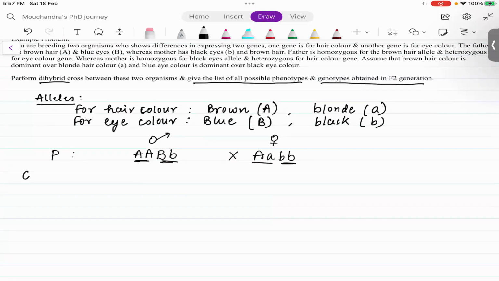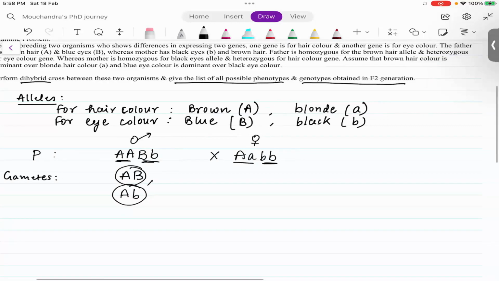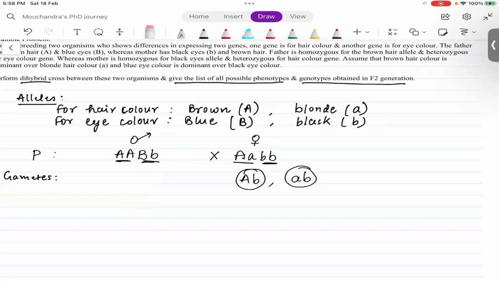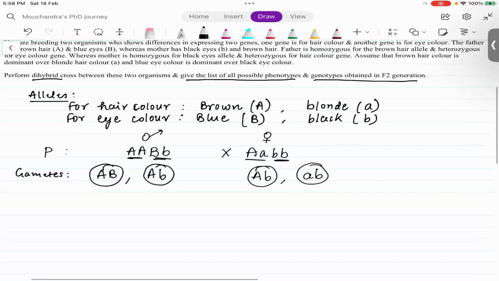Now, what will be the gametes? One gamete will be of this type. Another gamete will be of this type. Agreed? Now here, one gamete will be of this type, and another gamete will be of this type. Let me write it like this.